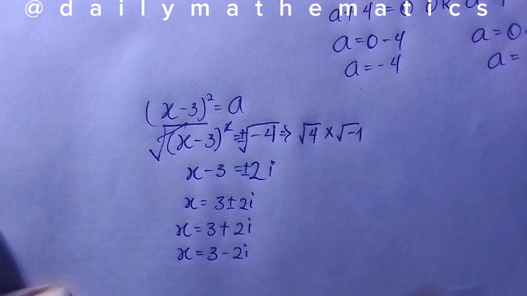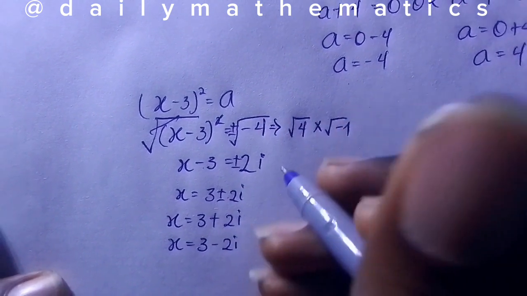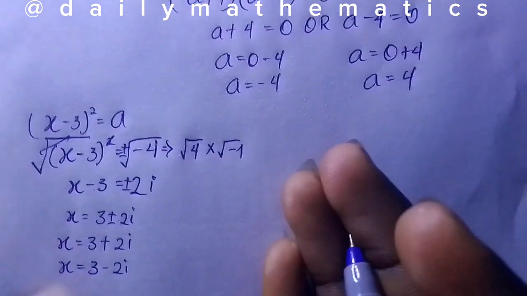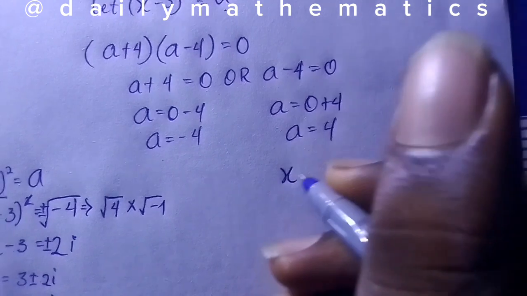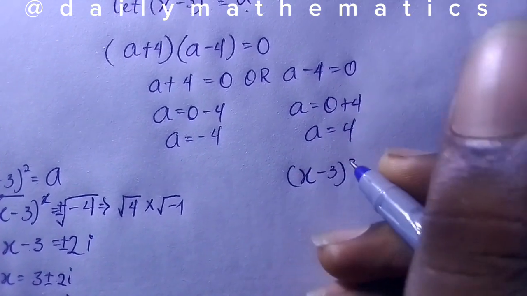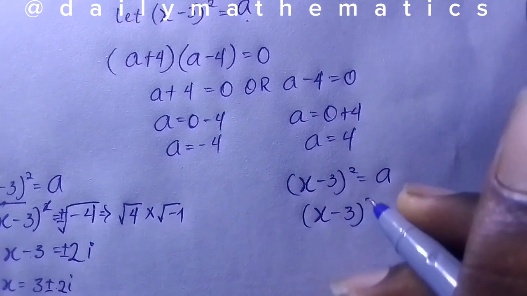But with the presence of this i, it shows it is negative, so we are not using this. So for this other one where we have a equals 4, positive 4, let's do (x minus 3) squared equals a. And here we have (x minus 3) squared. What is the value of a?